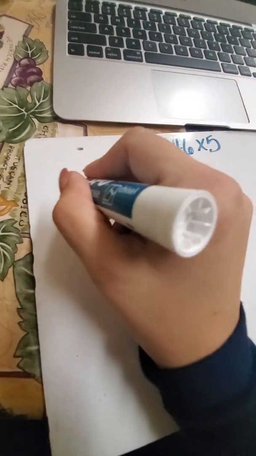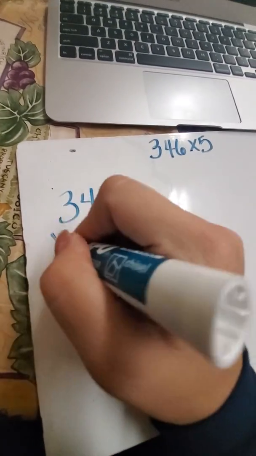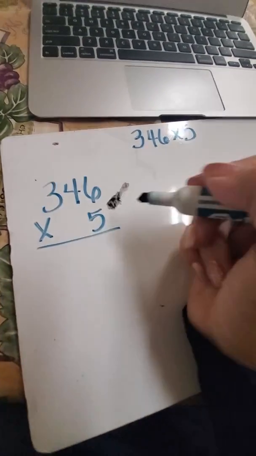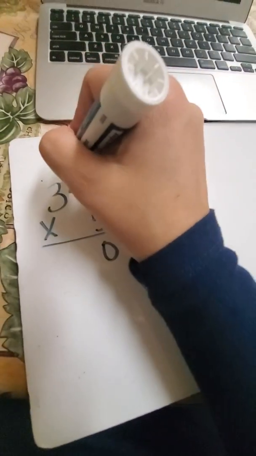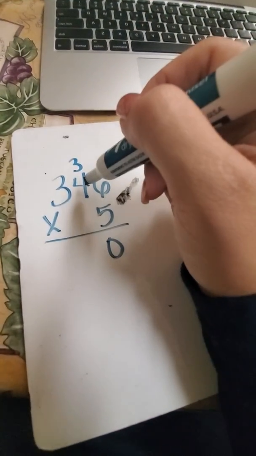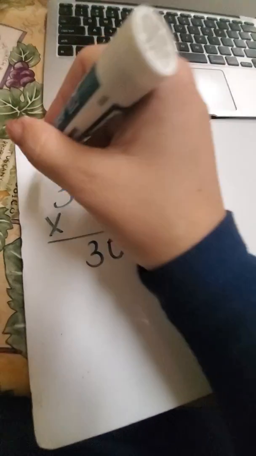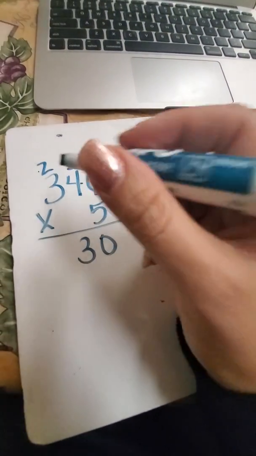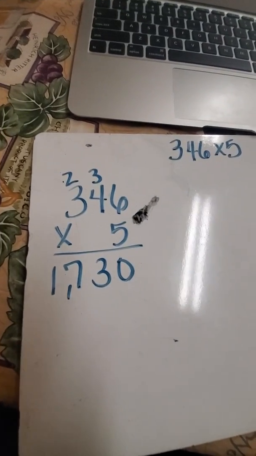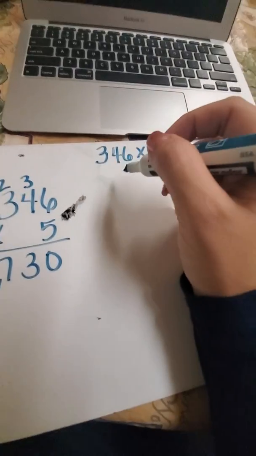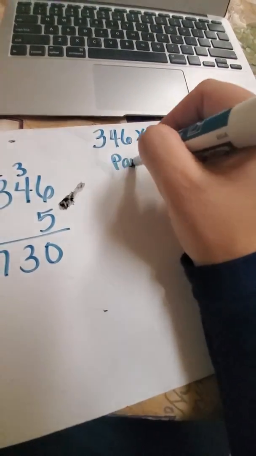So as you know, traditionally we have used the regrouping method. So we've done 5 times 6 is 30, carry the 3, 5 times 4, 20, plus 3 is 23, carry the 2, 5 times 3, 15, plus 2 is 17, and I get this answer. Now using a similar strategy, this is called partial product.